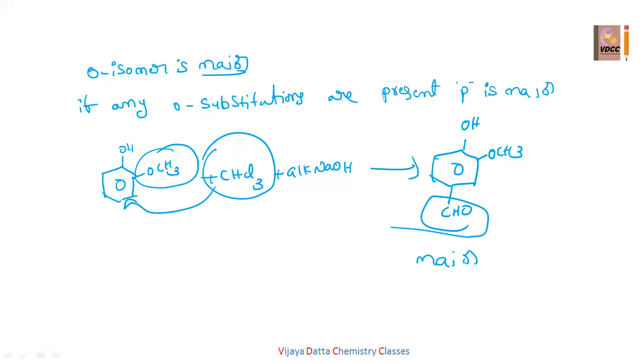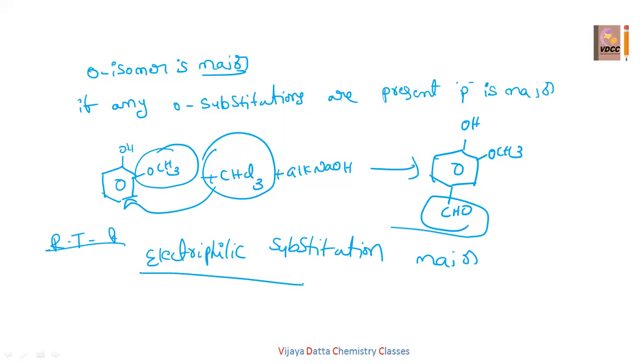This is an electrophilic substitution. They can ask what happens in the Reimer-Tiemann reaction. It is an electrophilic substitution reaction because the carbene acts as the electrophile. And here, what is the electrophile? The electrophile is nothing but dichlorocarbene. Dichlorocarbene is called a neutral electrophile.